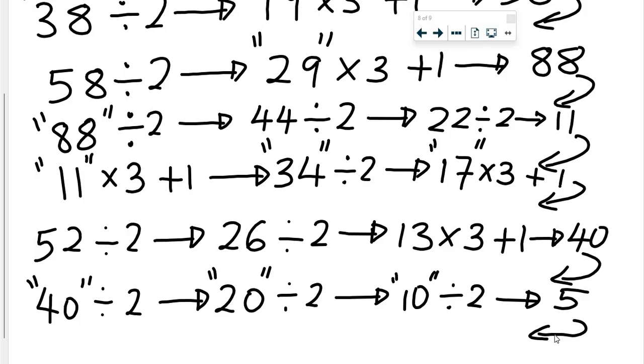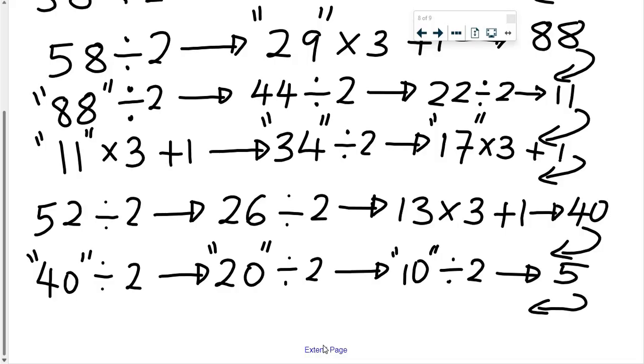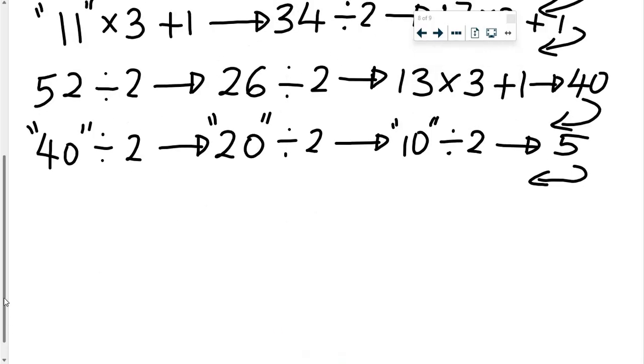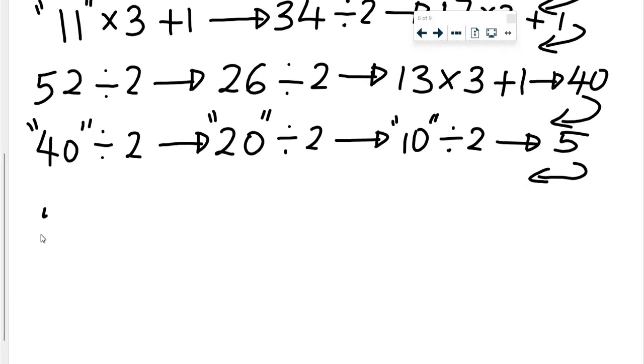5 is an odd number. Now, since 5 is an odd number, take that 5, multiply by 3. To the answer you get, add 1, because this 5 is an odd number. Now 5 times 3, add 1, the answer is 16.